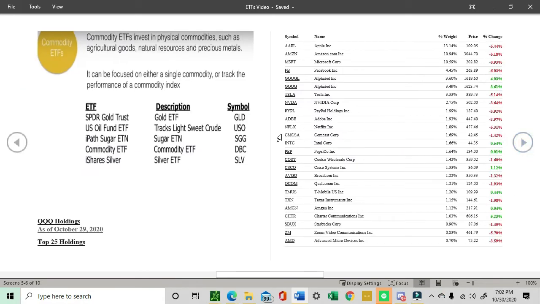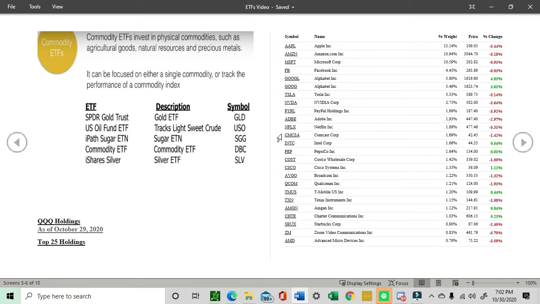Let's say you're looking at a commodity ETF. A commodity ETF invests in physical commodities such as agricultural goods, natural resources, and precious metals. It could be focused on either a single commodity or track the performance of a commodity index. So, for example, let's say you want to trade gold.